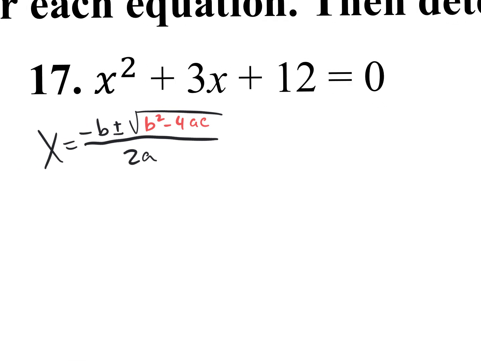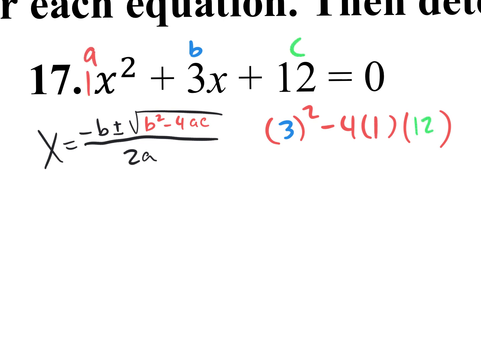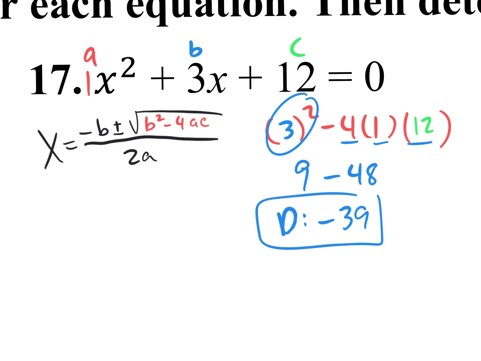And again, we're going to focus in on the discriminant value, the b squared minus 4 times a times c, all right? So the b value is 3, that goes right there. The a value is 1, that goes right there. And the c value is 12, that goes right there. So the discriminant will be 3 squared, which is 9. 4 times 1 is 4 times 12 is 48. So you have 9 minus 48. Okay. So 9 minus 48, that's a negative number. That would be a negative 39. So your discriminant is negative 39. That's what they're asking for.